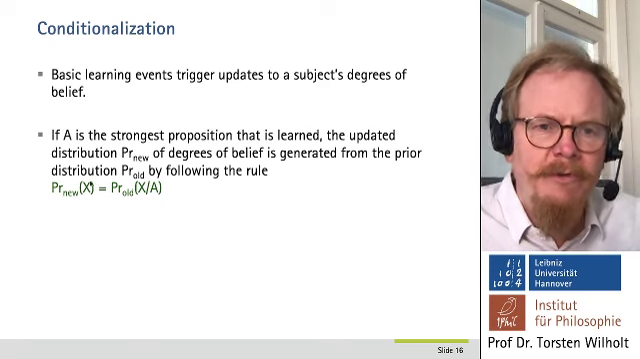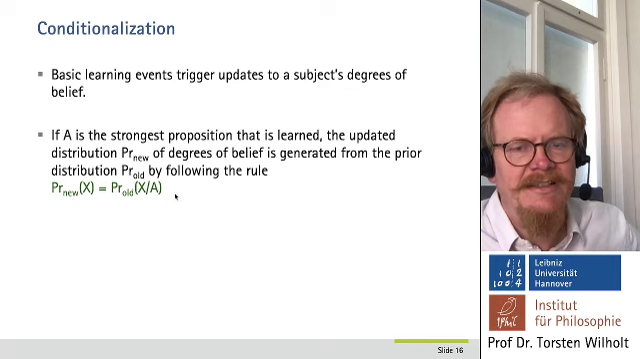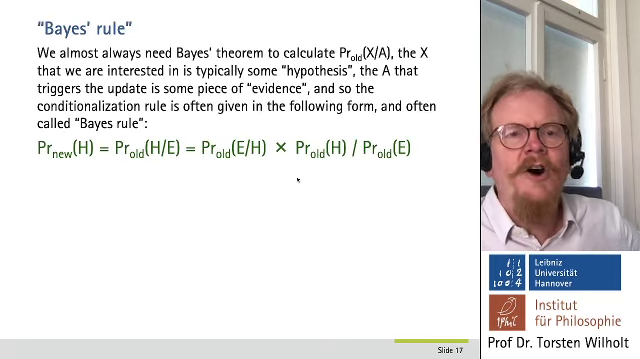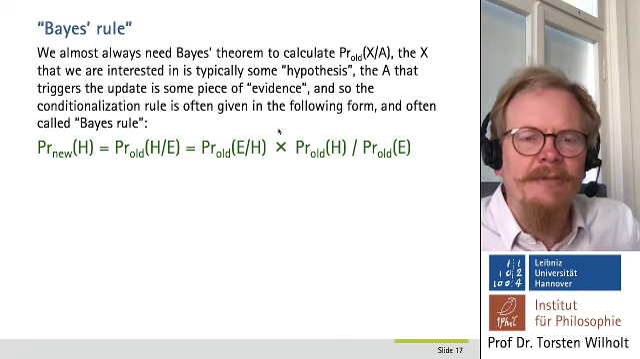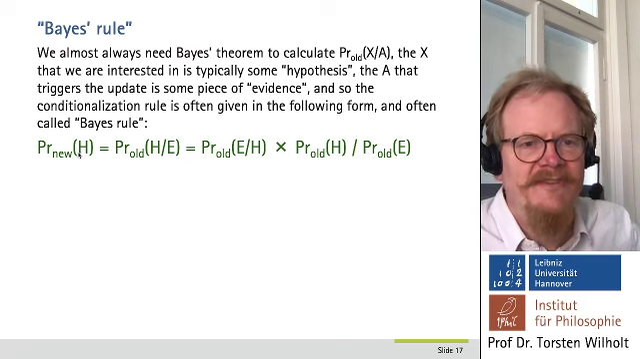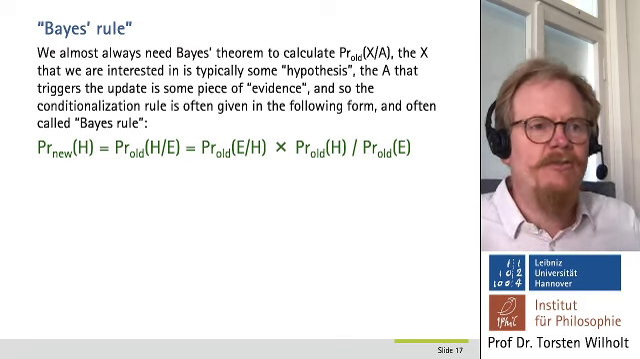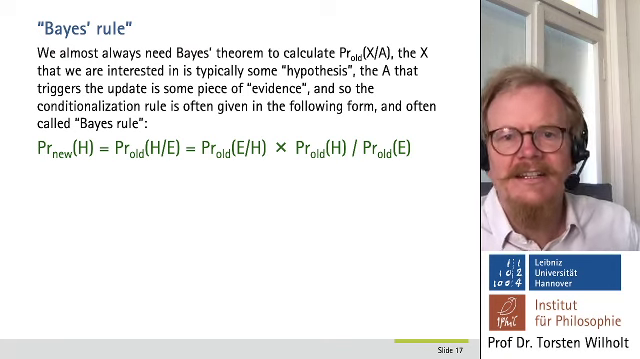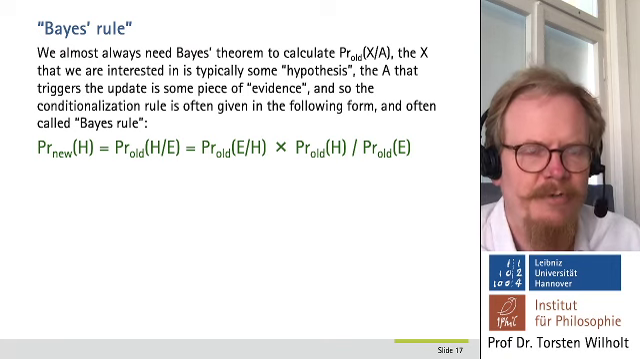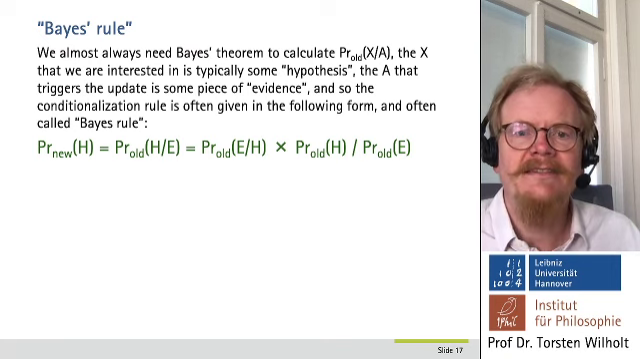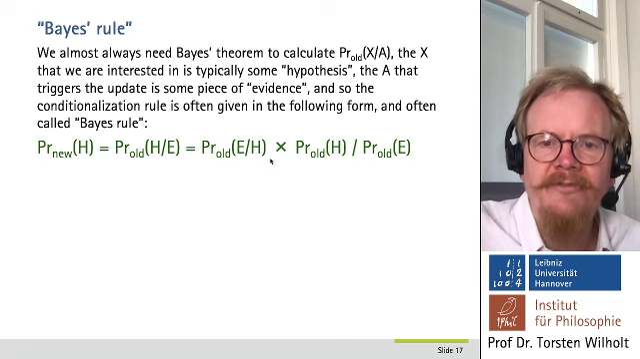In practice, when we want to use this, we almost always need Bayes' theorem to calculate what this means. And therefore, often the rule of conditionalization is immediately written like this. And also, we don't write X and A because typically what we're interested in, especially in philosophy of science, is some kind of hypothesis. And the A that triggers the update, the strongest thing that you learn, is typically some piece of evidence. And that's why we usually use E for that proposition that is learned, and spelled out with the aid of Bayes' theorem.